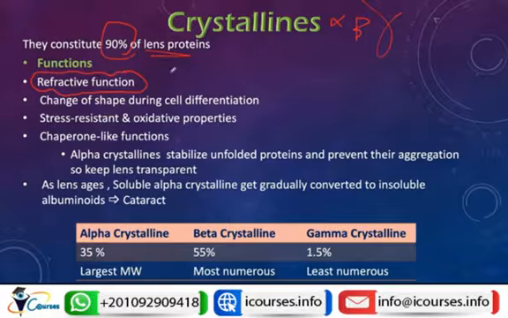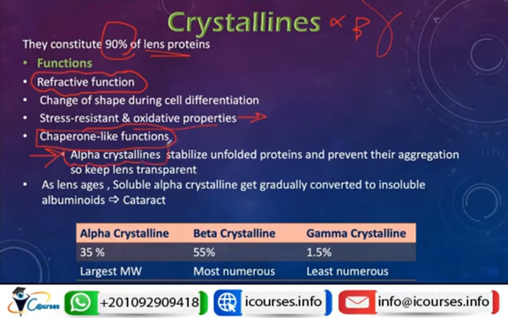They are able to change their shape during cell differentiation. They are stress resistant and they have oxidative properties. We will discuss this later on. And they have what's called chaperone-like activity or chaperone-like function. This is a function specifically of alpha crystalline.